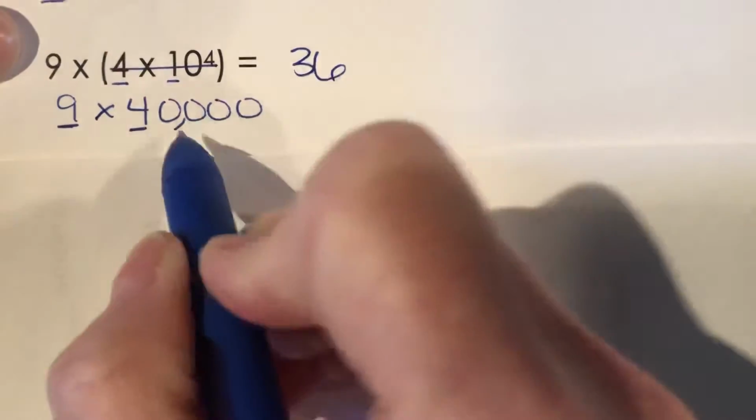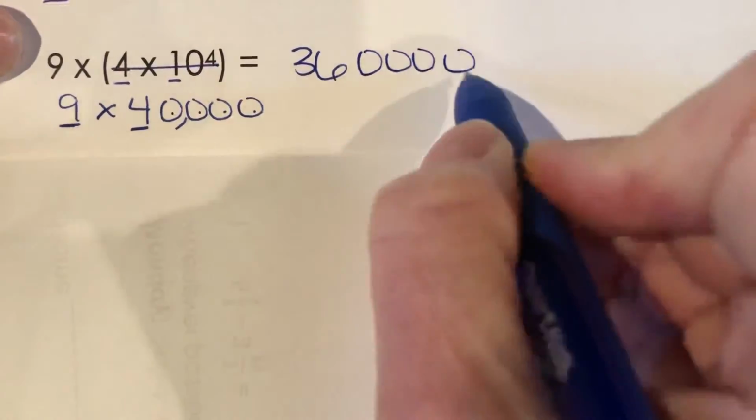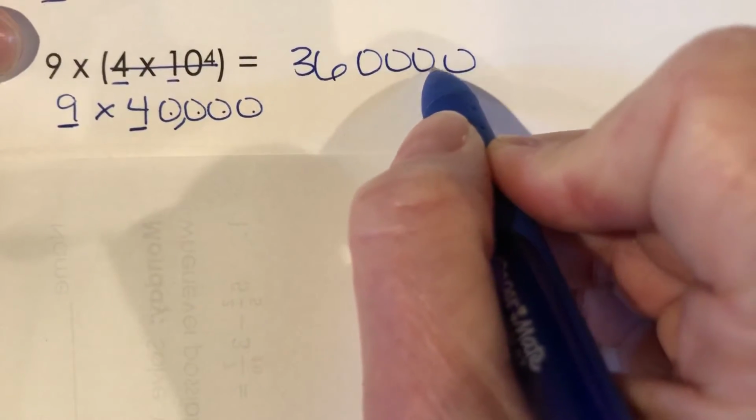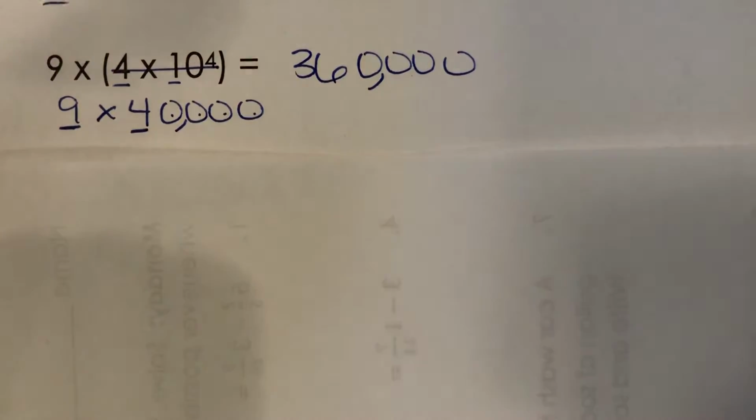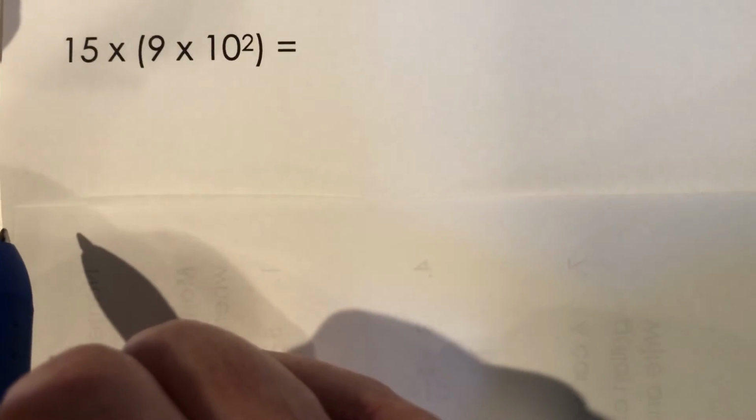So we learned with this, we can just take the 9 times the 4, which is 36, and we have 1, 2, 3, 4 zeros. So when I put my comma in, 1, 2, 3, I get 360,000. All right, another one like that. So go ahead and erase, press pause, and press play when you're ready.